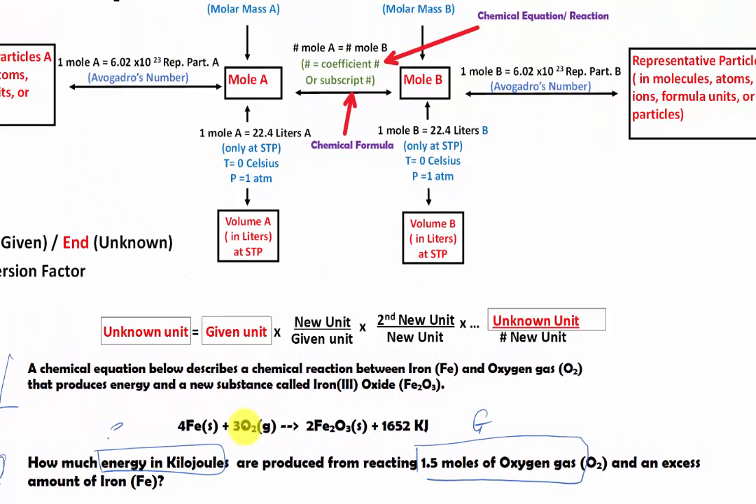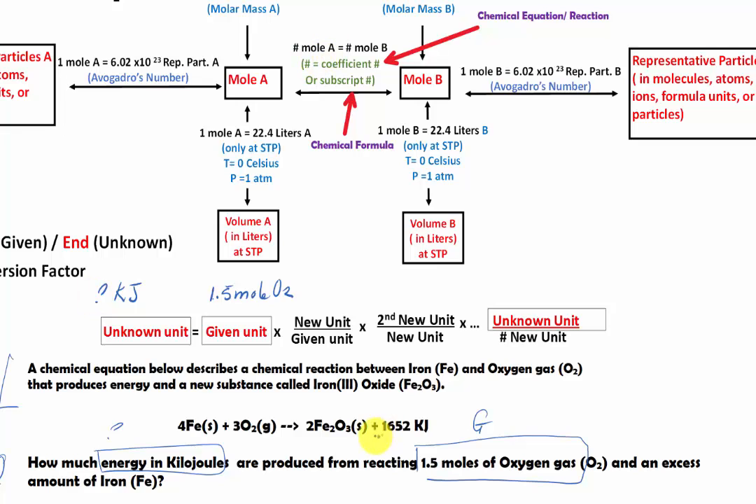So again, let's go back to our ideas of conversion factors. Our given is 1.5 moles of oxygen gas, and we are looking for energy in kilojoule. If we look back at the previous lesson, we can think of energy as a new substance that can represent itself as a unit in terms of mole.